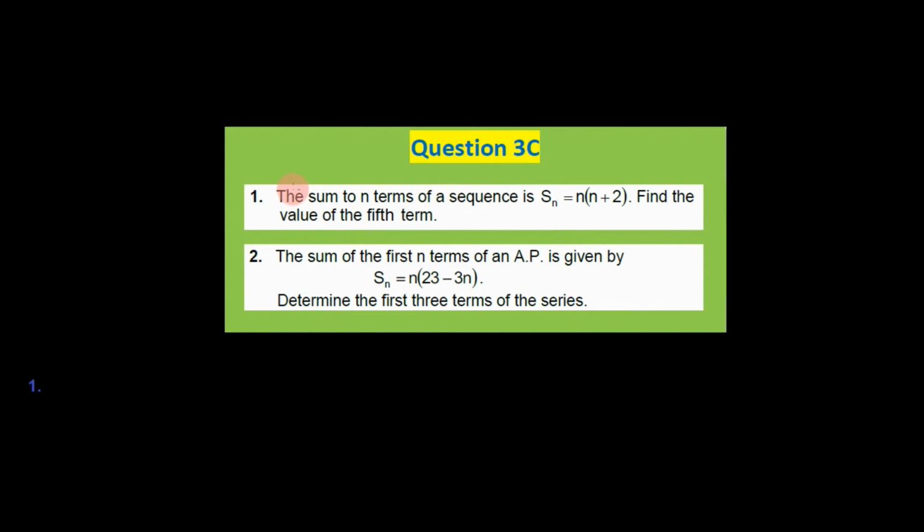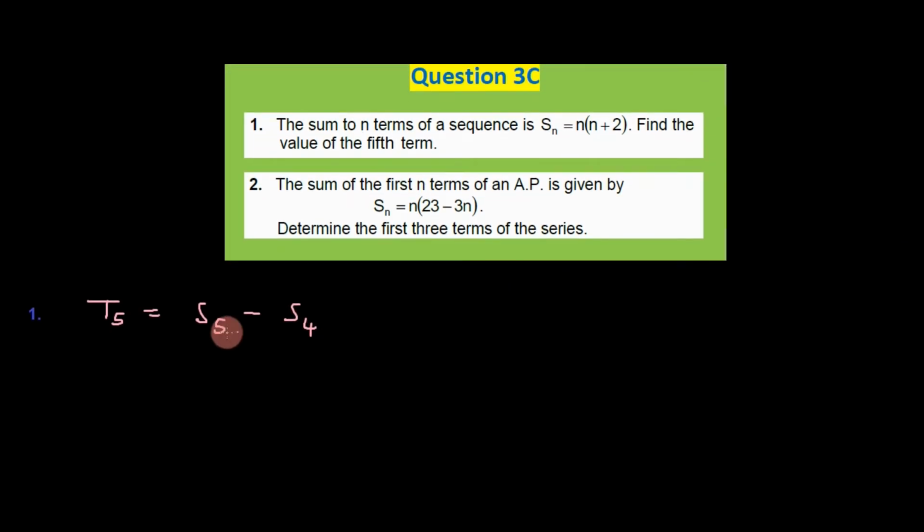Let's look at your answers to this question. In the first part, it says a sum to n terms of a sequence is given by this equation, and we need to find the value of the fifth term. So we are given the general sum, and we have to find t sub 5 or t5. Now, the fifth term is given by the sum to 5 terms less a sum to 4 terms. So the sum of the first 5 terms minus the sum of the first 4 terms.